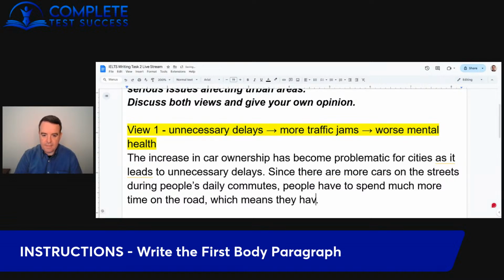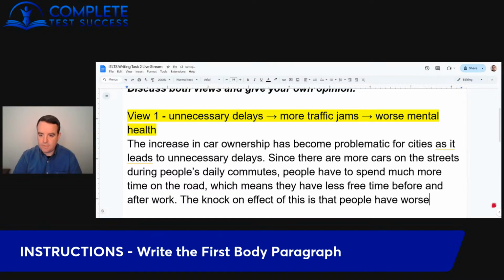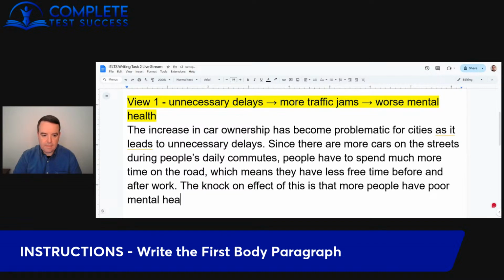which means they have less free time before and after work. Okay, and now we wanted to say that is worse for people's mental health. The knock-on effect of this is that more people have poor mental health due to a lack of time to relax. Yeah, I think that's enough.